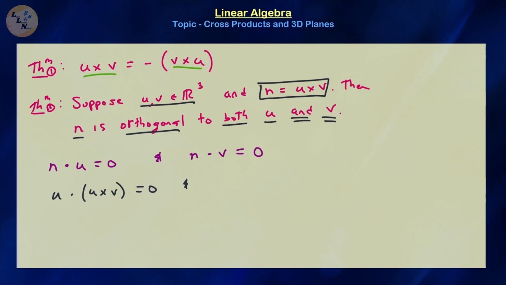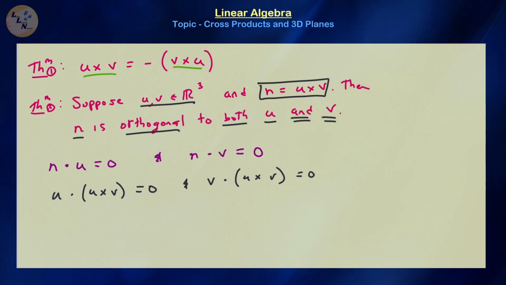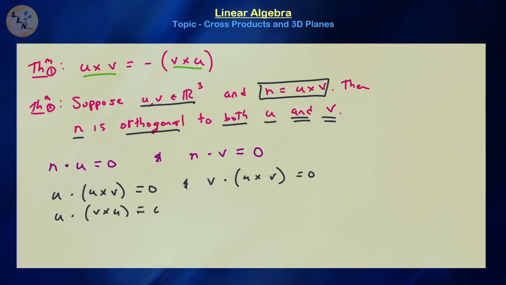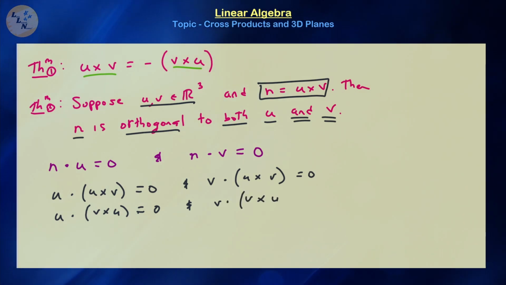And we can also say that v dot product with u cross v is also going to be equal to 0. Of course, we can switch that because, if you include a negative sign, that's not really going to change anything. We can also say that u dot product with v cross u is equal to 0. And also v dot product with v cross u is also going to be equal to 0 as well.